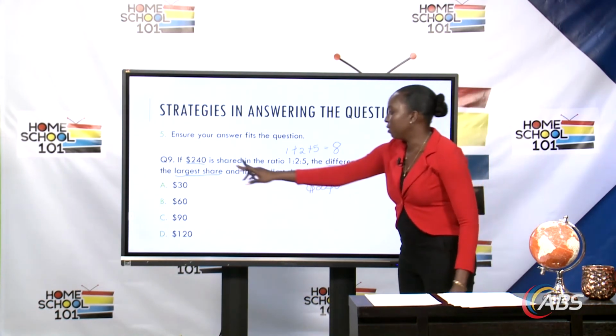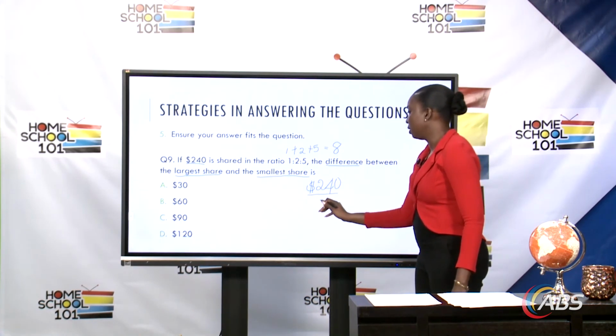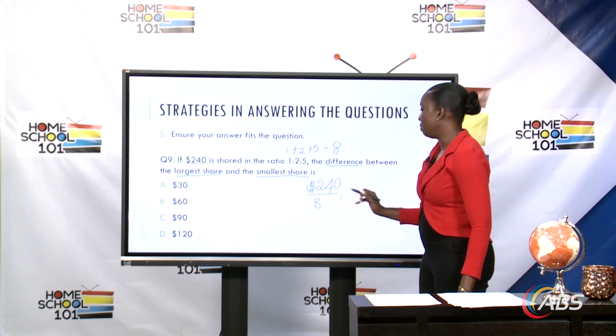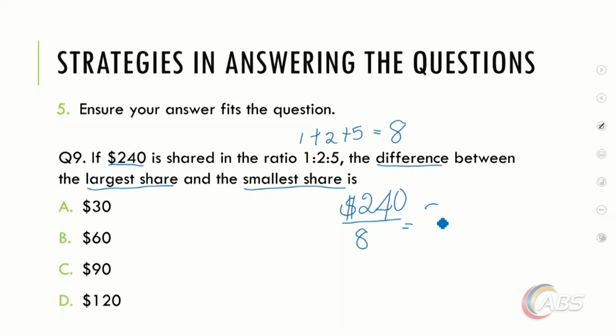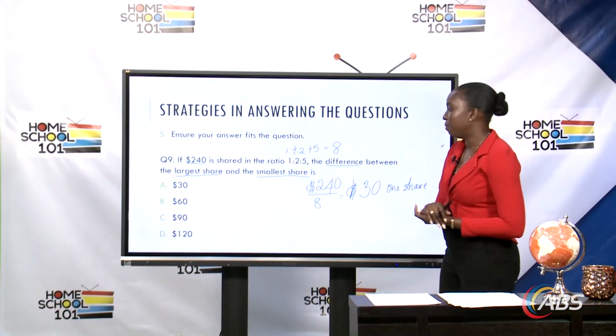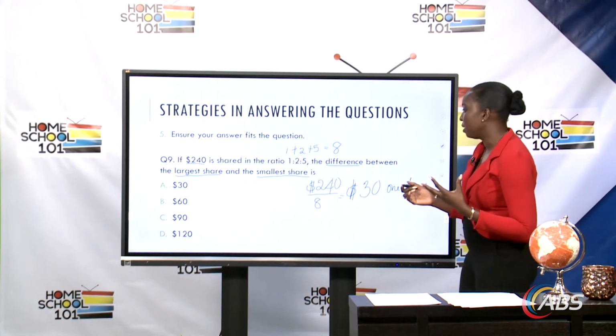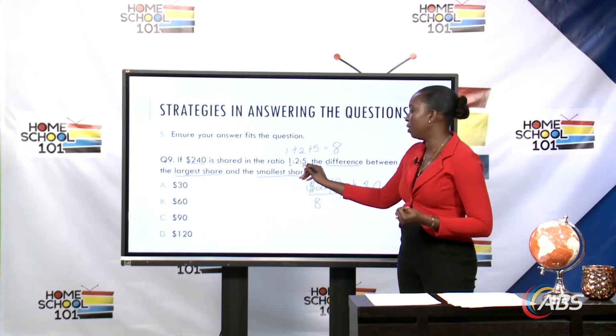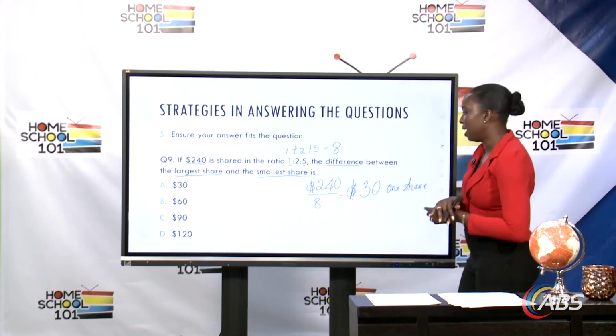So that means the whole to be shared, 240, can be divided by 8, and we will get $30. So this $30 here, don't mistake, is 1 share. Okay? Now that we have 1 share, we can find any of the other parts. So we can find 2 parts or we can find 5 parts. But let's not waste time and find every single part. They only wanted the difference between the smallest and the largest, or vice versa, the largest and the smallest.